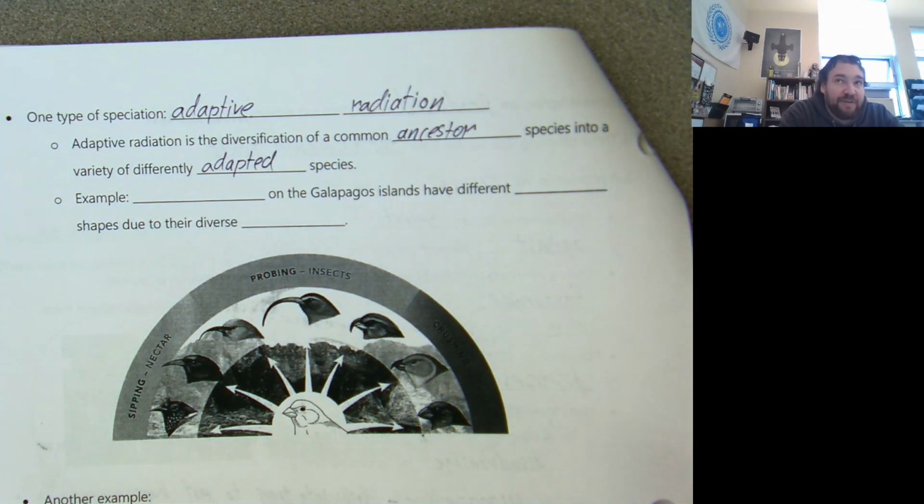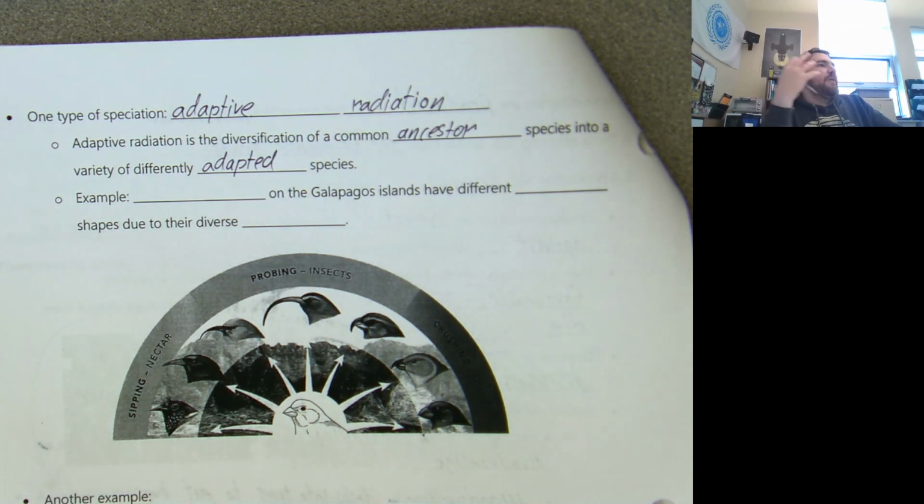The big example that Darwin used, I don't know if you guys are aware of the history of Charles Darwin. Charles Darwin was on a ship during the period of great exploration, and he ended up on a small island chain off the coast of Ecuador. Does anyone know what this small island chain off the coast of Ecuador is called?